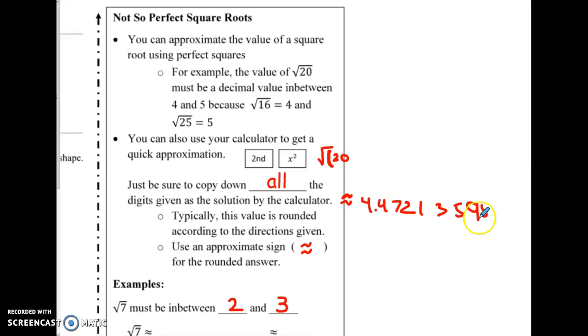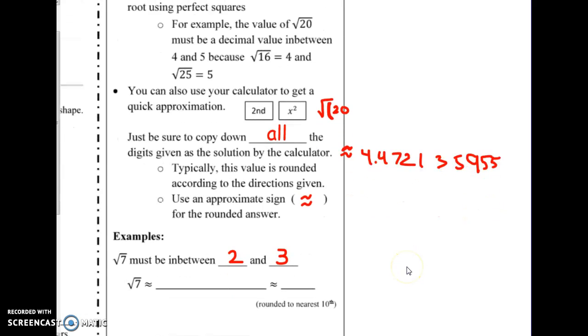We talked about irrational numbers the other day. Irrational numbers continue on without having any kind of pattern in them. So yeah, just make sure you also use an approximation sign so that we know that this really isn't the exact value of the square root of 20, but it's as close as we can get it.